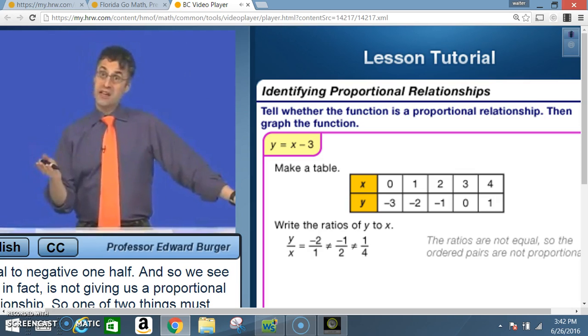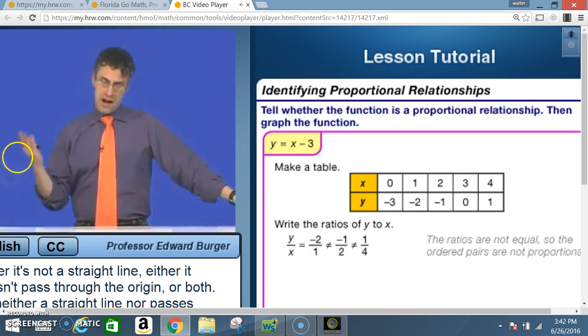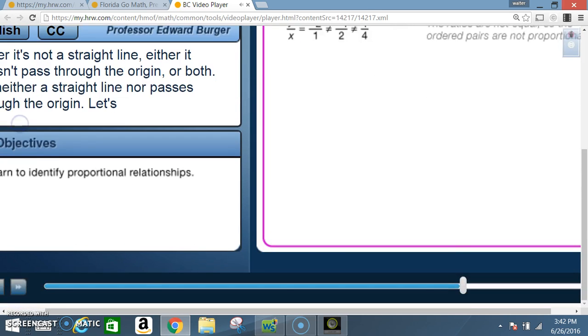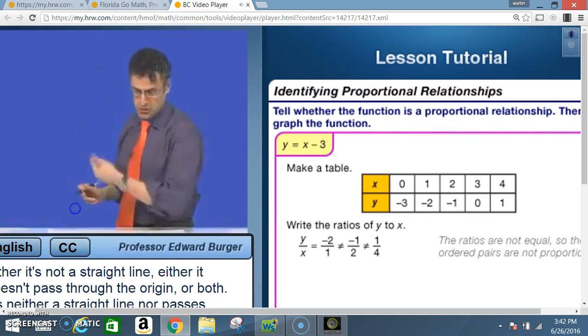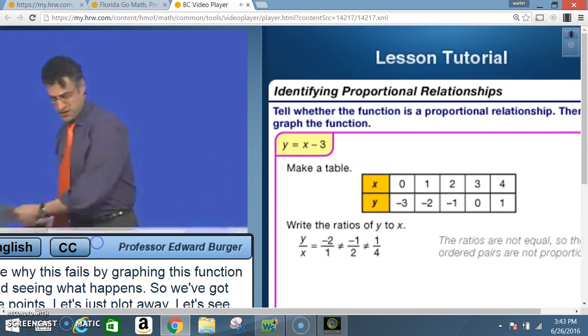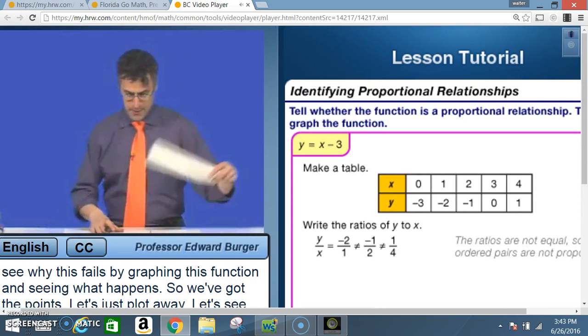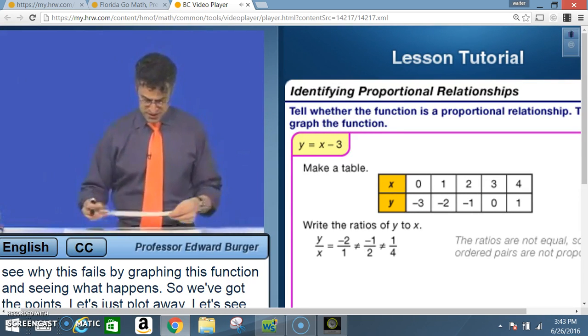So one of two things must fail. Either it's not a straight line, or it doesn't pass through the origin, or both. Let's see why this fails by graphing this function and seeing what happens.